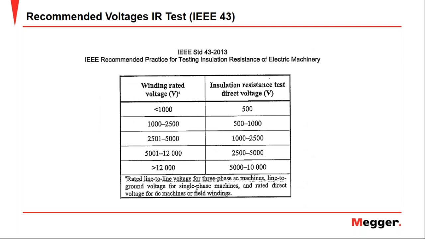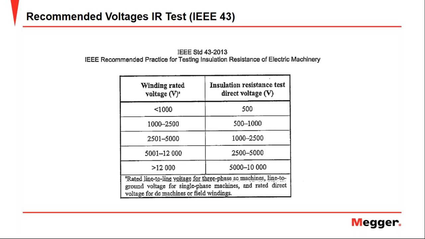Now, what is the recommended voltage for the insulation resistance test? At what voltage level should the insulation resistance test be performed? In the IEEE 43 standard, it is indicated by the following table: the value of the voltage that must be applied in DC depending on the nameplate voltage.